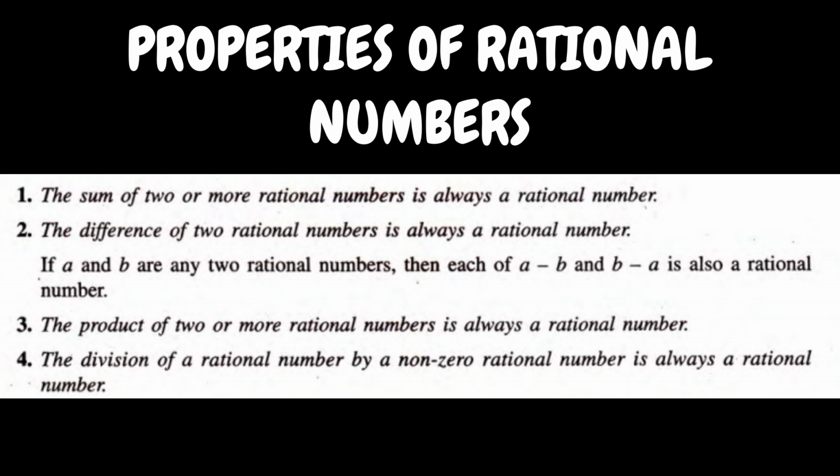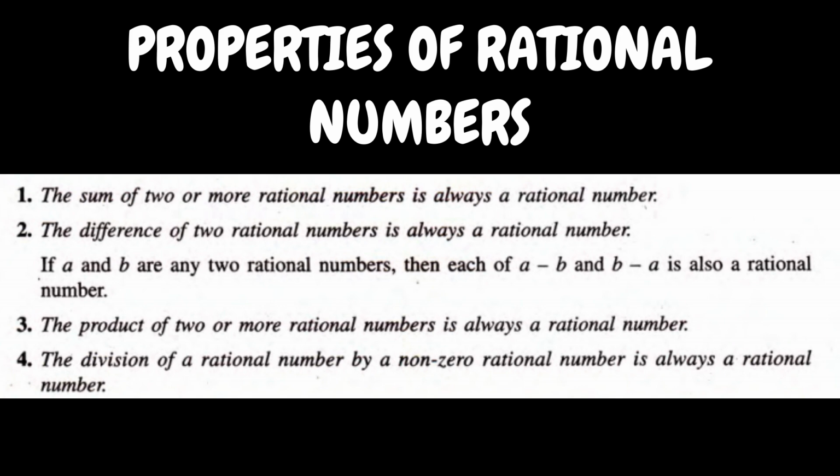And then the second property tells us the difference of two rational numbers is always a rational number. Again, we can take it like 5 minus 3 is 2, but if you do 3 minus 5 it is negative 2. So whether it's a positive number or a negative number, it is a rational number. Always keep that in mind. Then the next one is the product of 2 or more rational numbers is always a rational number. Again, 2 times 3 is 6, or the other way around, 3 times 2 is also 6. It doesn't matter if the product you get is negative, it is also a rational number.